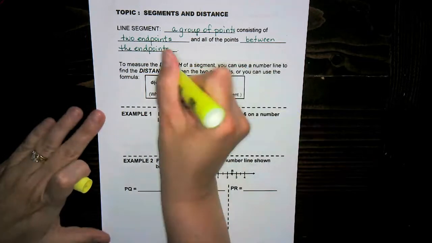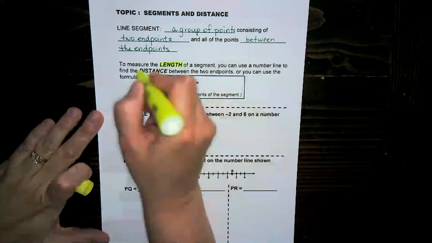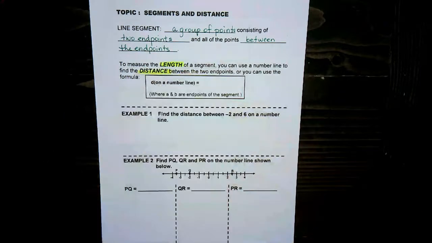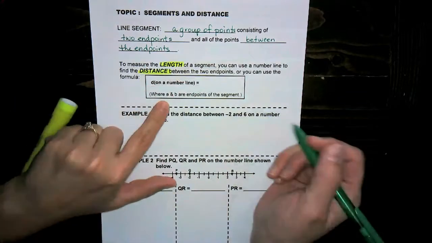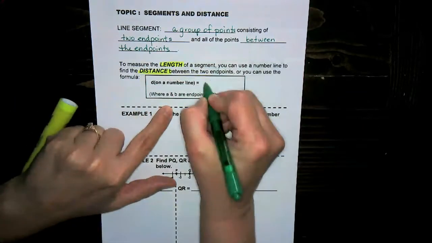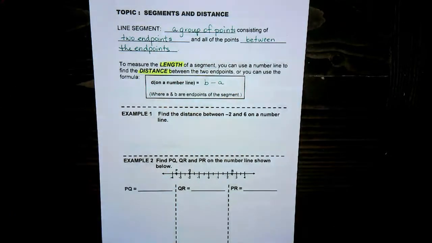Now, to measure the length of a segment, you can use a number line to find the distance between the two endpoints. Okay. So if you want to find the distance on a number line where A and B are the endpoints, then you're just going to subtract B minus A. And I'm going to show you how to do that.